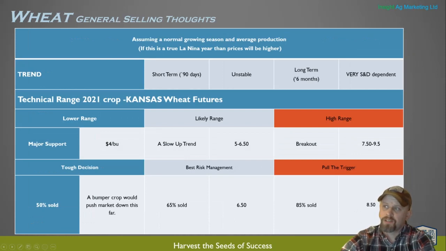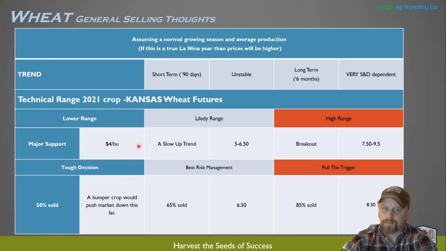So we're assuming it's a normal growing season with average production. Obviously, if there's this weather event, La Nina, prices are coming up. I think the lower range is around that $4. A bumper crop could push it down even further, right? This is obviously on the Kansas wheat futures, so it would be higher here in Canada, right?